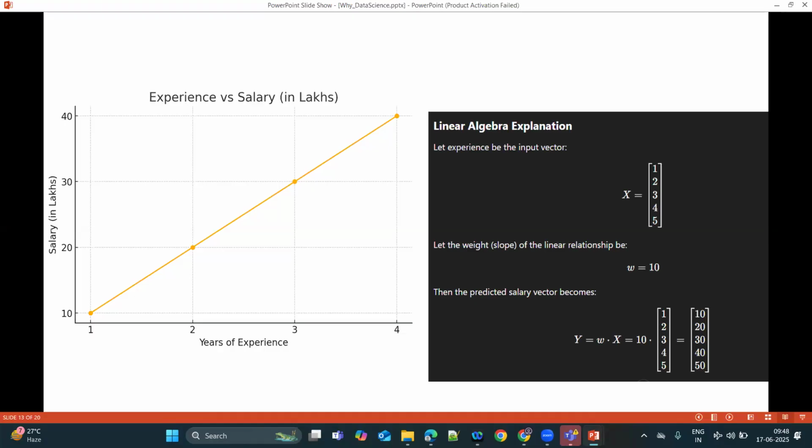Sir, a line has 2 points, a starting point and an ending point. Yeah, very good. And if you remember, what is the equation for the line?